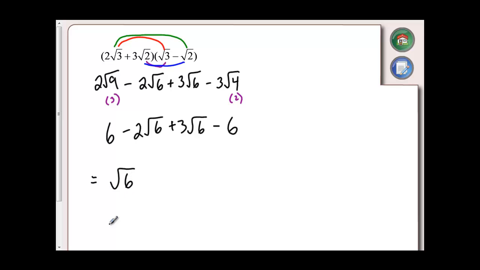So when I'm multiplying those numbers together, your first step is to multiply everything out. Your second step is to simplify any of your radicals, and your final step is to collect any like terms.